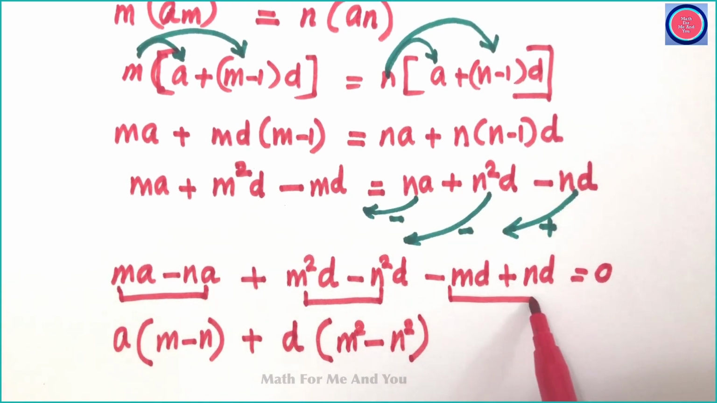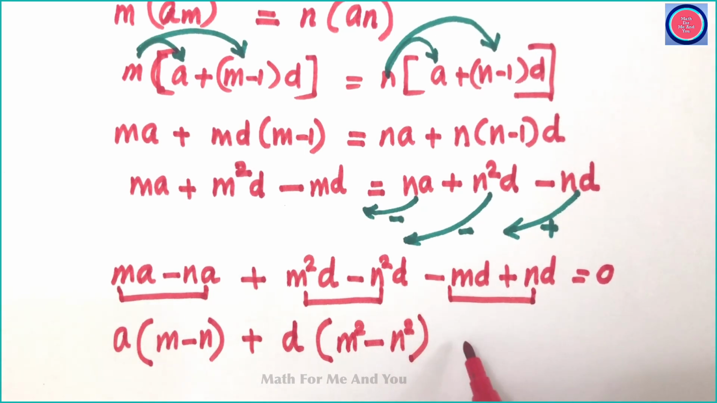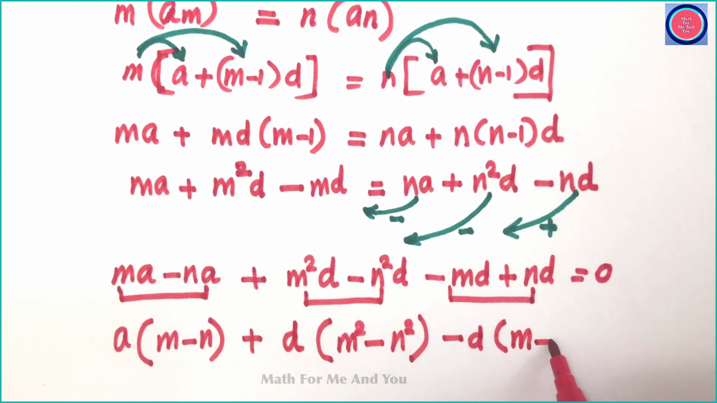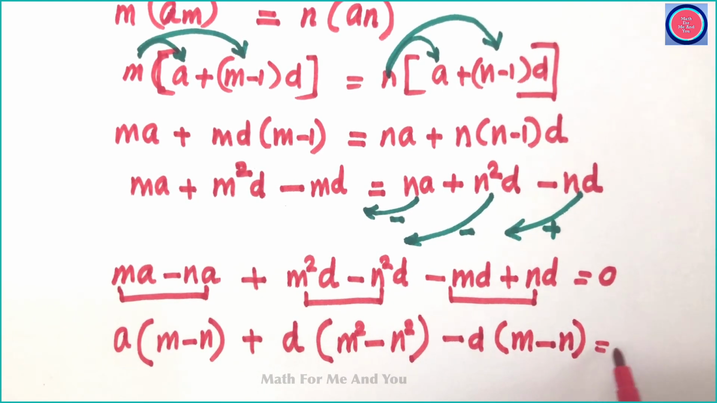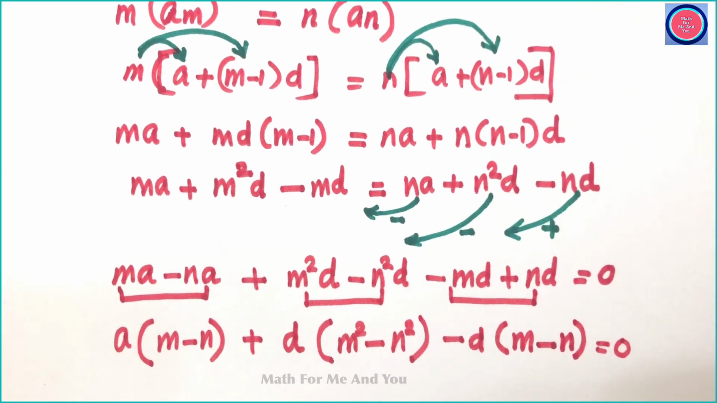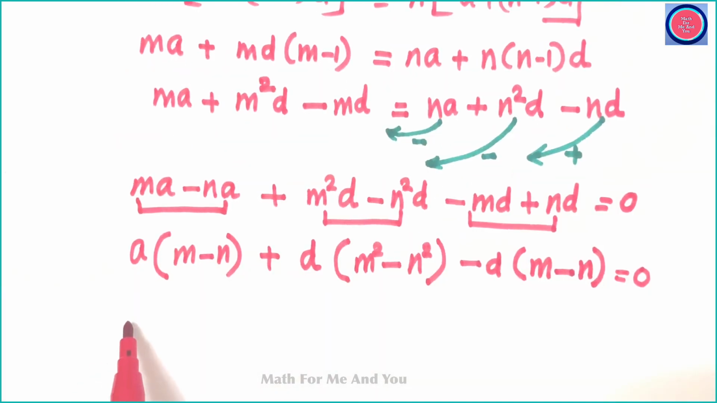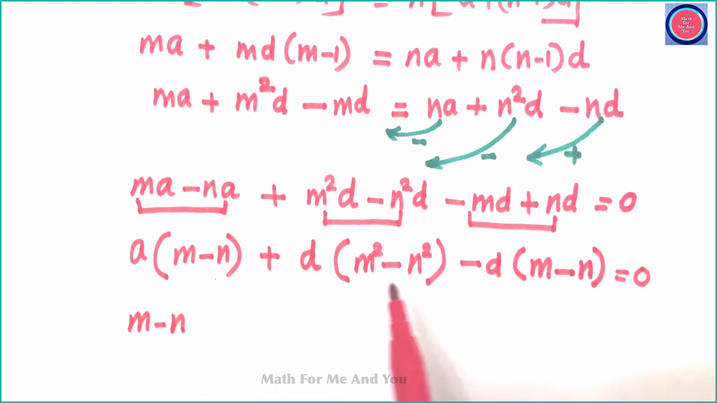Next two terms, from here we can take minus d outside, because if we take minus d outside, inside the bracket we get m minus n. See here, plus becomes minus because we take minus d outside. So we get m minus n equal 0. Now look at the three terms. What is common? m minus n. See all the three terms with m minus n.